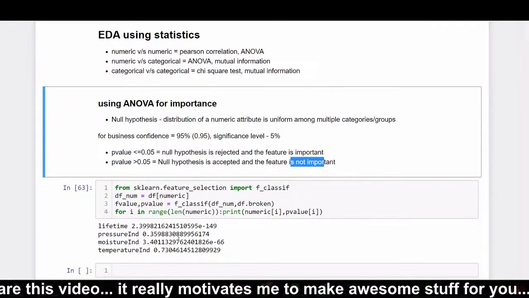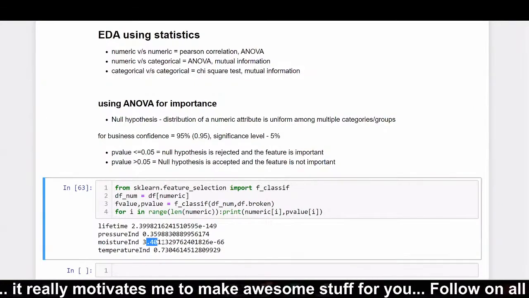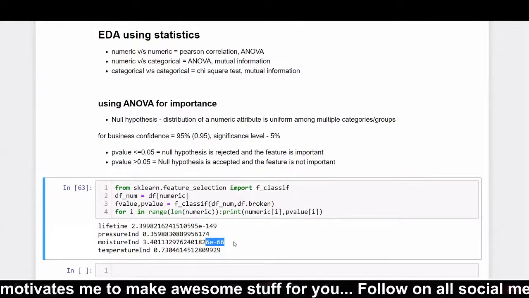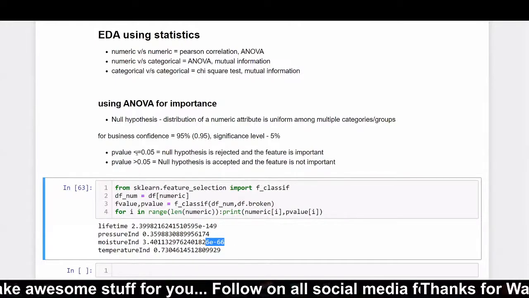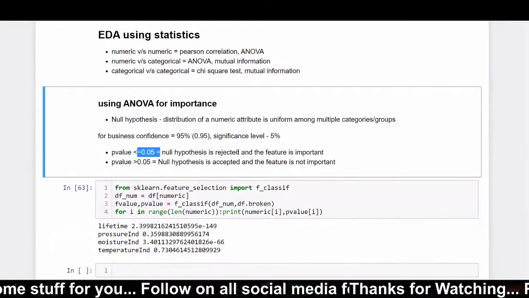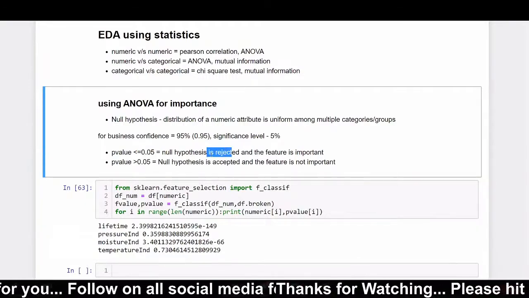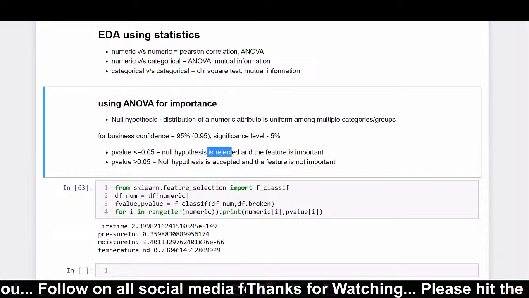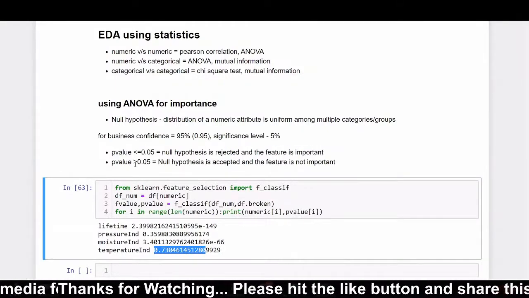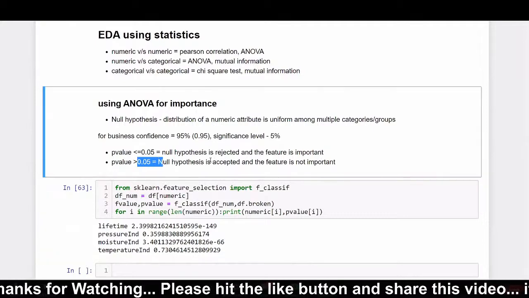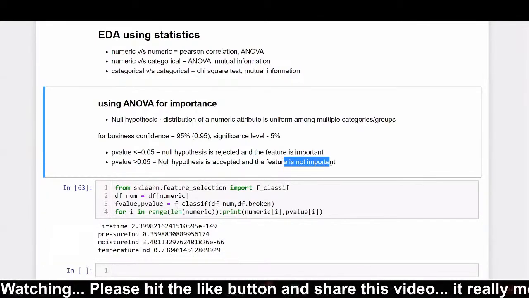With data visualization, moisture has a p-value of 3.4 E minus 66. E minus 66 means 10 to the power minus 66, so that is lesser than 0.05. So the null hypothesis is rejected and the feature is important. Temperature is 0.73, so it is higher than 0.05. The null hypothesis is accepted and the feature is not important.